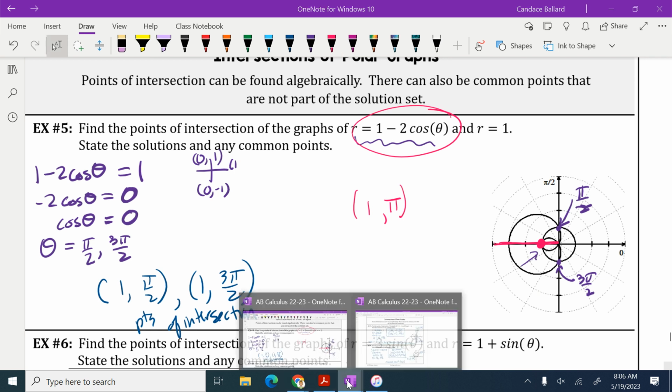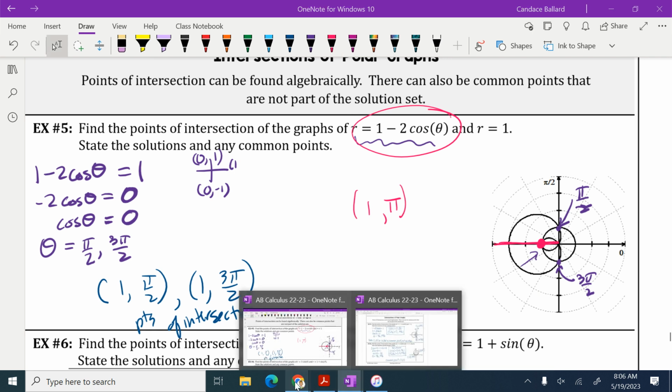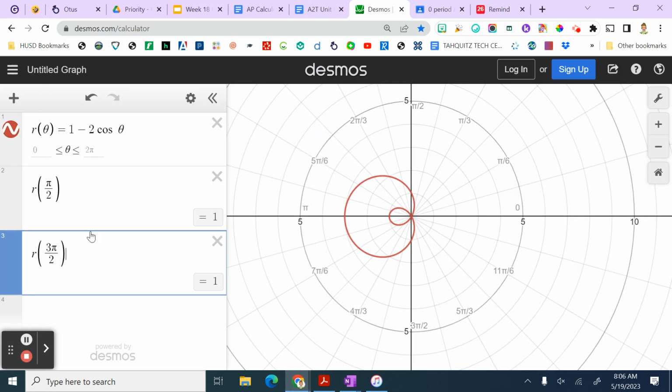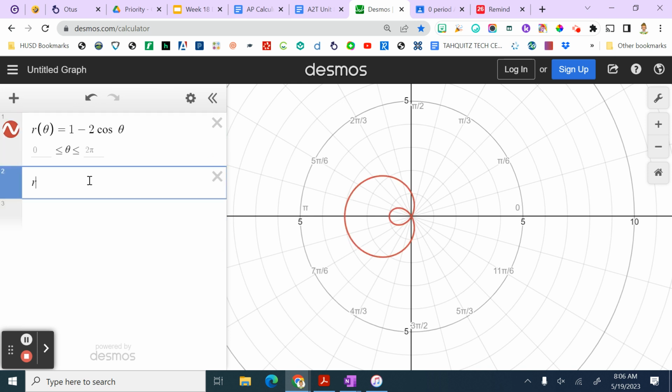Okay, I should be getting a 1, right? That's what we just said. It's got to be 1. All right, so I'm going to go into this equation that we just had. Same equation. I'm going to put in pi. Did I get 1? No. Look at what I got. 1 ring, 2 rings, 3 rings.